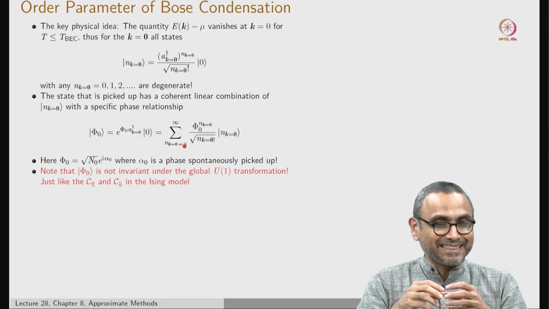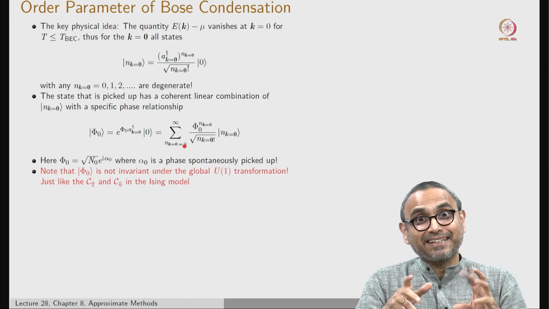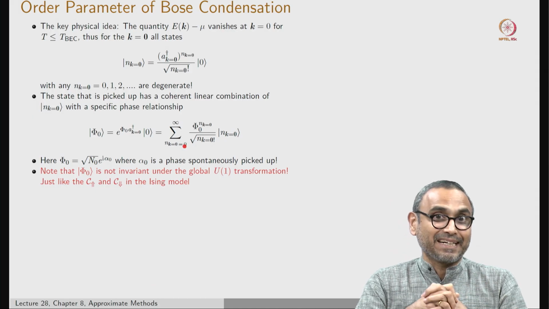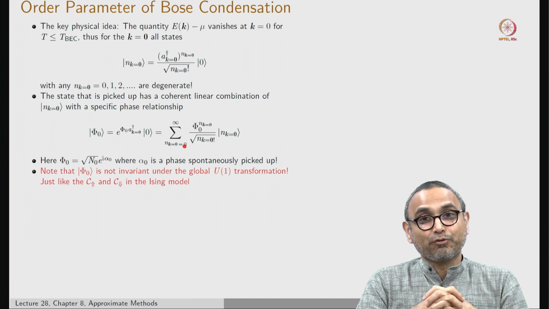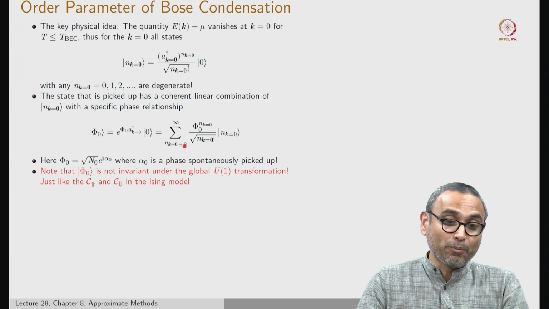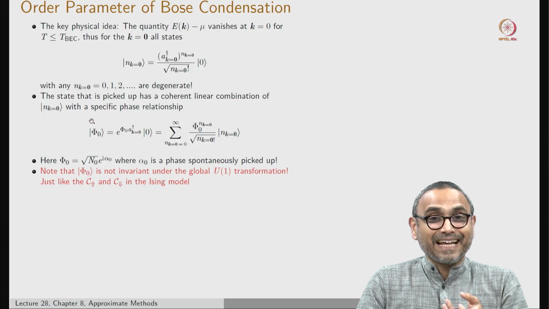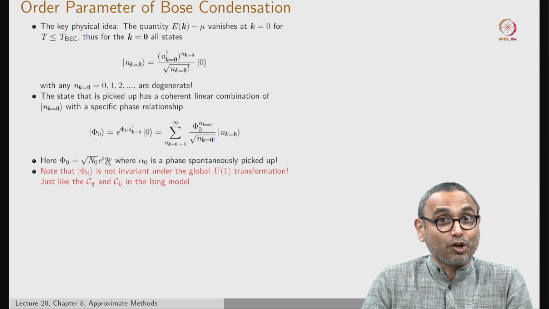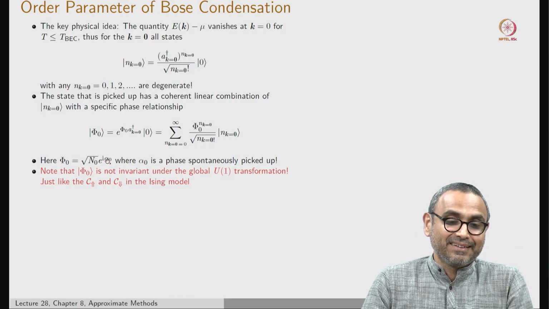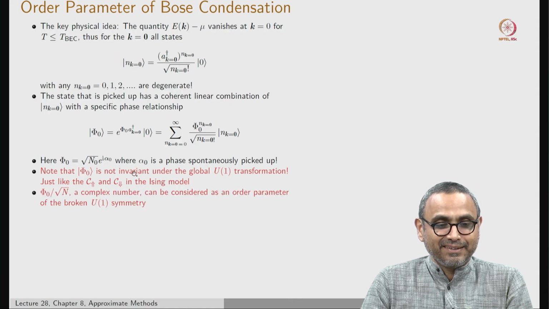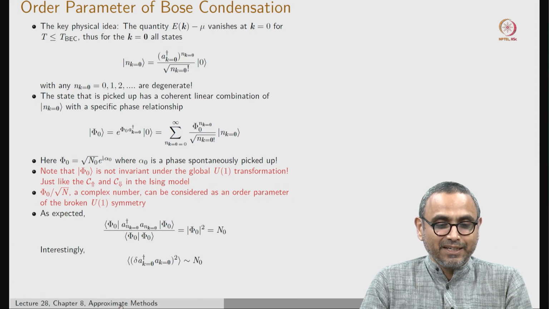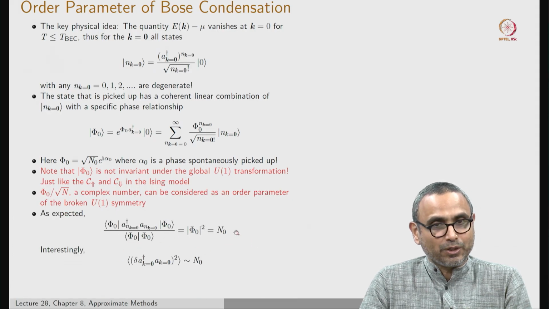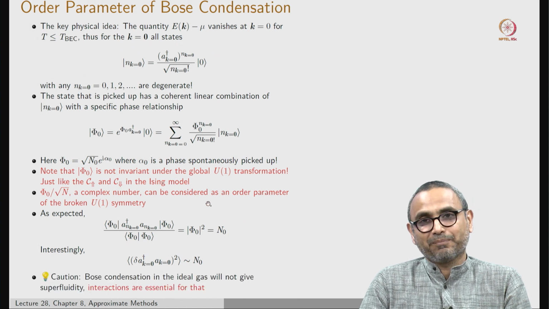So what I am showing you here is that this state is not invariant under the global U1 symmetry transformation. Because it is not invariant, you are forced to conclude that you have broken this U1 symmetry if you put the system in this state. So the claim that I am making is that this phi 0 acts as the order parameter. It is a complex number, and that is the message that I want to convey. This phi 0 by square root n, for example, will be a complex number, and this is what we will call the order parameter of the broken symmetry state. You can of course confirm that the number of particles in this is equal to n naught, etc. Okay. So this is what I would like to point out.